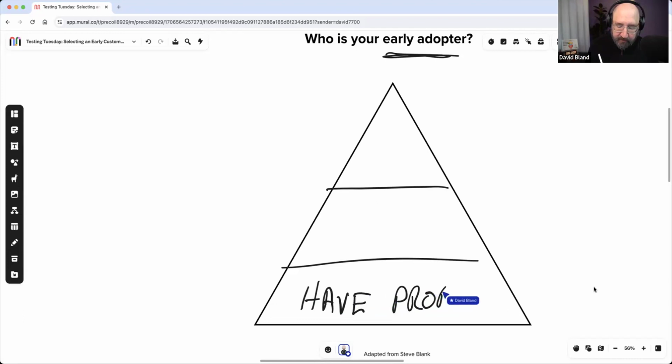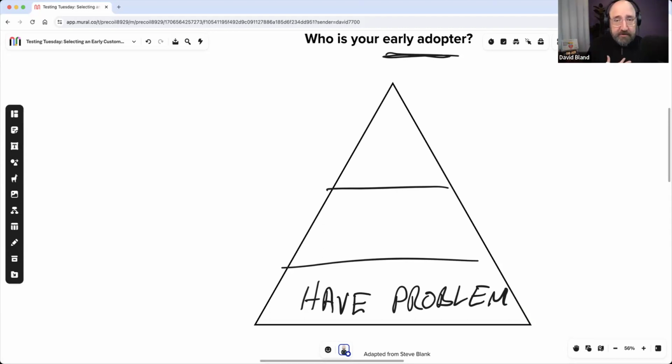Okay. So that's one way you can start defining an early adopter. They have the problem, right? There's observable evidence that they have a problem. Now, they might not always know that they have a problem, which is a challenge that we'll get into as far as how you test and how you get in front of people and everything. But you need observable evidence of a problem.